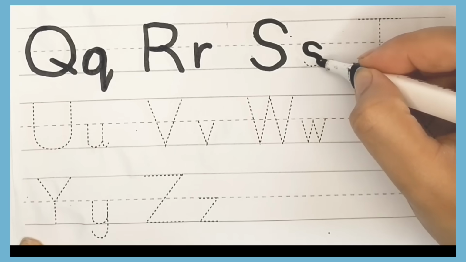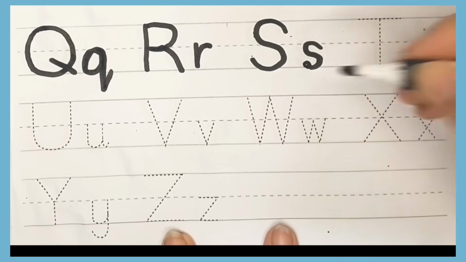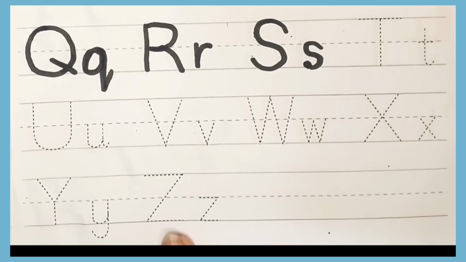Capital S, small s. S for sun. The sun gives us light and heat. It rises in the morning.